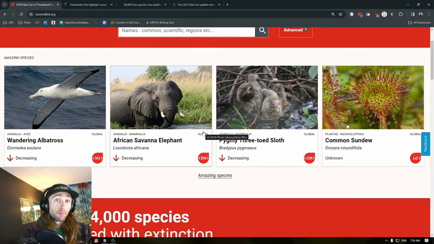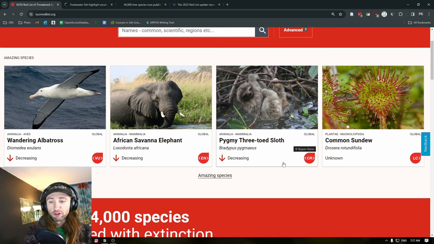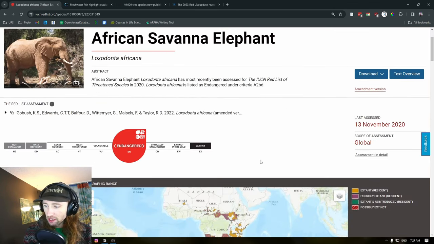It's made up of a bunch of different working groups that are specialists in a particular field. So there's a turtle working group, there's an amphibian working group, and those can actually be subdivided into freshwater fishes or timber species of trees. But what's incredible is that a lot of this information is publicly available, at least on the individual species level.